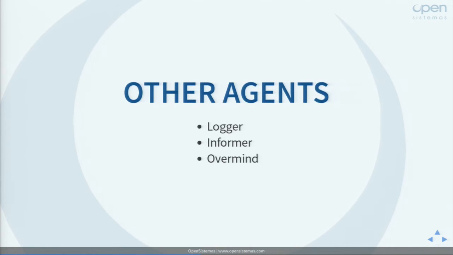There are other agents that we have mentioned, such as the logger to log error or warning messages, the informer, which we can use to publish information about the account's balance, or the overmind, which is kind of a console to control the agents that are running, so we can kill some or spawn new ones whenever we want.